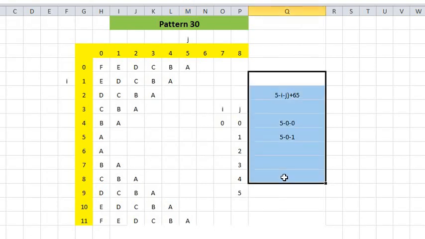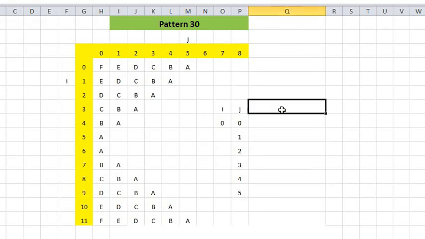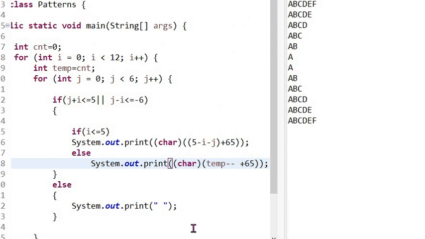So I have said temp variable will be initialized to 0, right, for the first time. Temp variable is initialized to 0 for sure. Next, plus 65. So the first time it will be equal to 65, right? Next time I will increment it at the bottom. First of all, let me just show you.